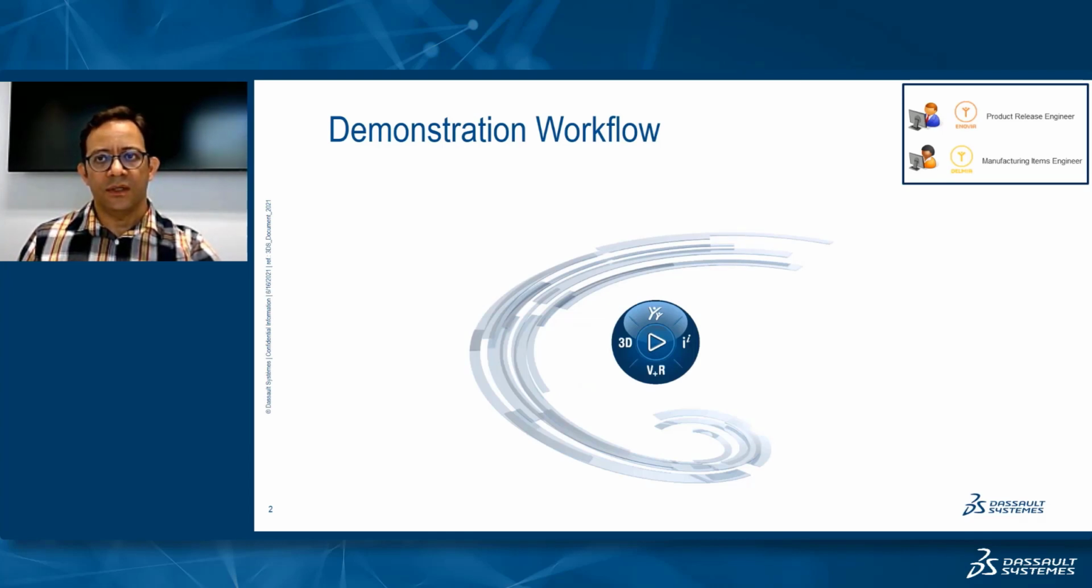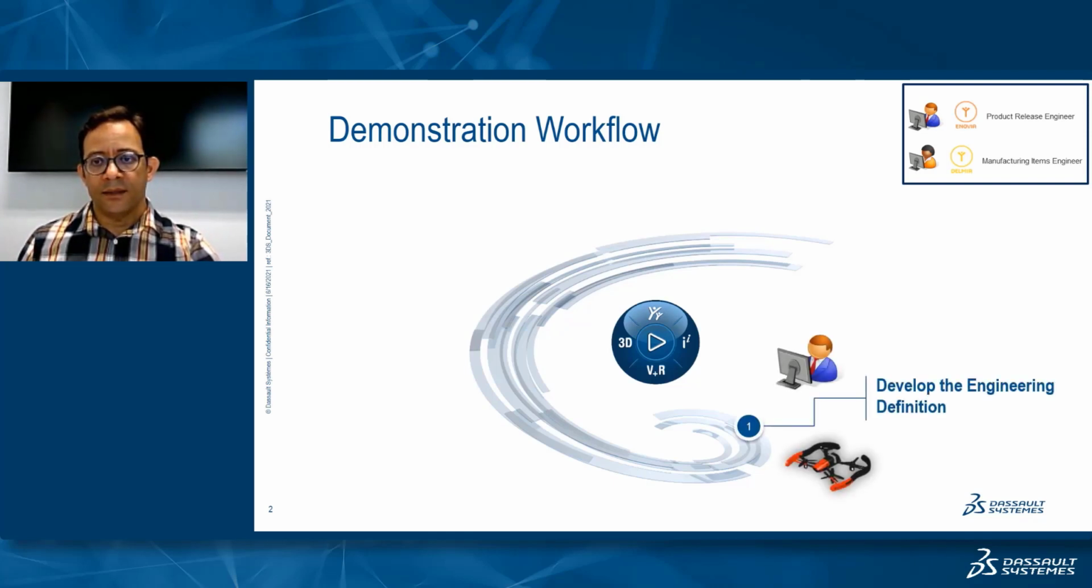We have two ENOVIA and DELMIA roles. We're talking about the product release engineer, which is an ENOVIA role, and the manufacturing items engineer, which is a DELMIA role. We will start by showing how we can develop the engineering definition using the product release engineer. And our demo scenario will be around a drone. We will be focusing on a specific part of the drone, so we're not going to show a complete design or definition of the drone.